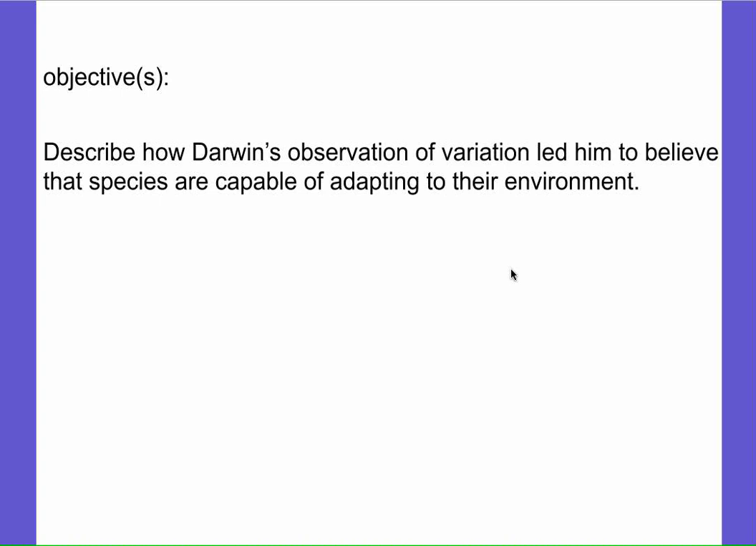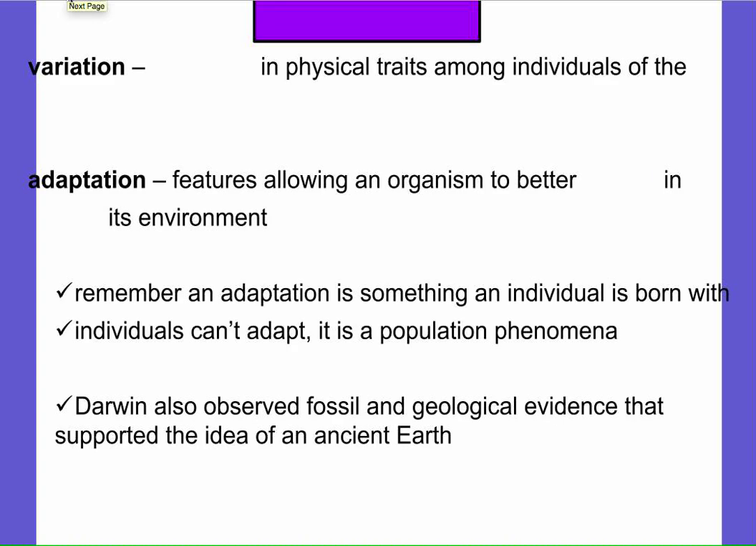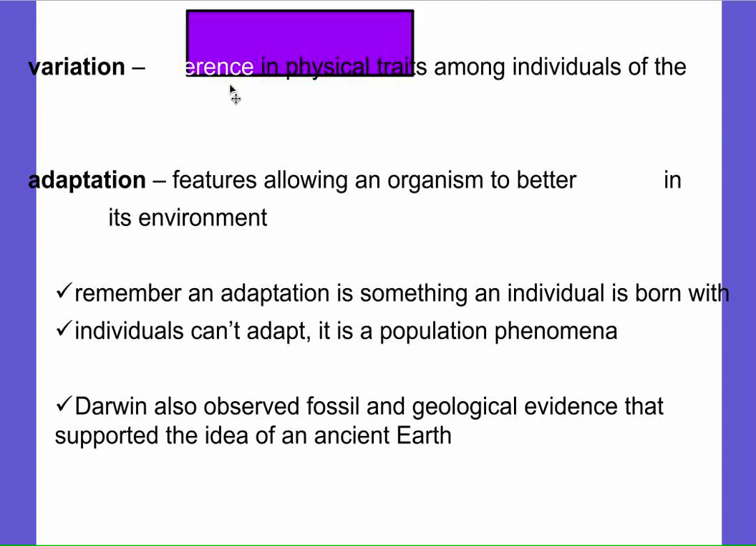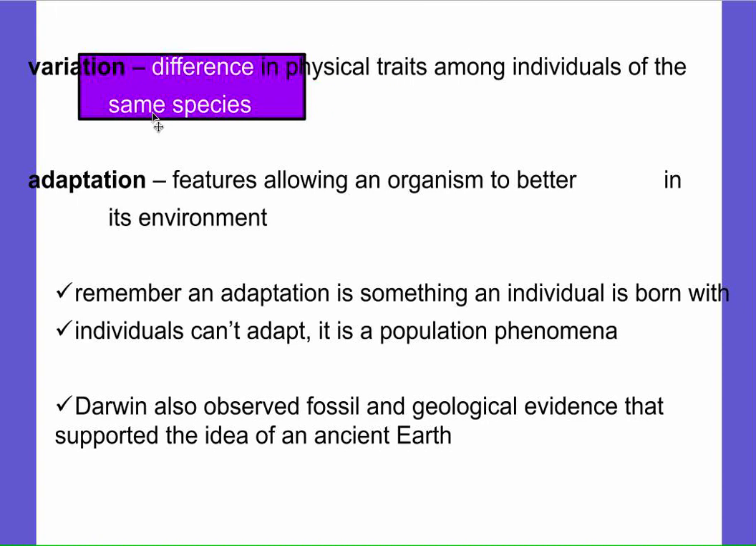So we're going to talk about how Darwin observing that variation led him to believe that species can adapt in their environments. Okay, so just some definitions to start out. Right? We got variation, difference in physical traits among individuals of the same species.